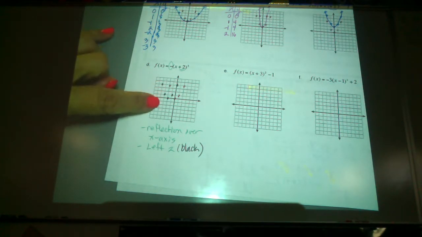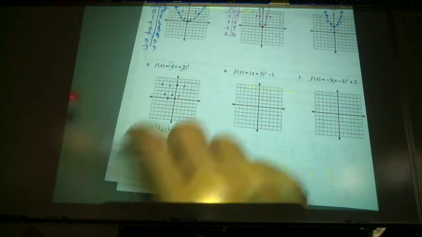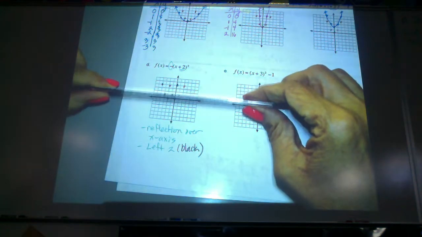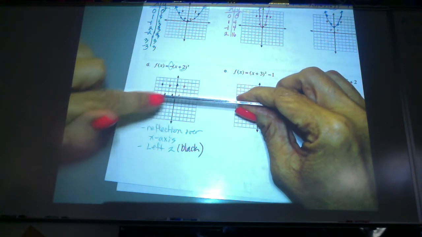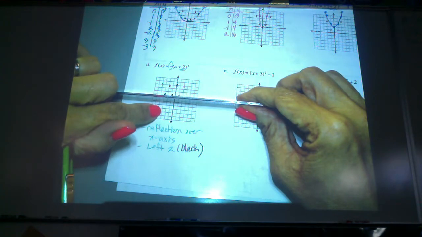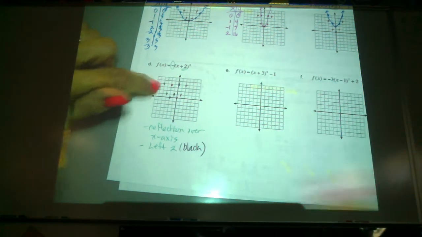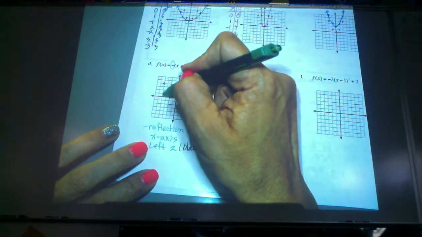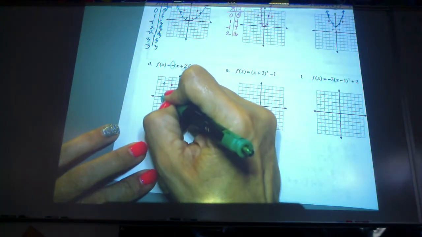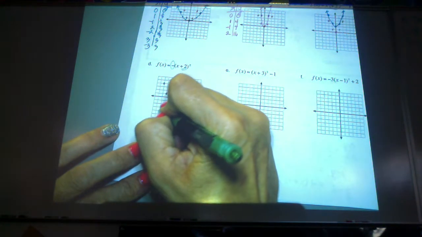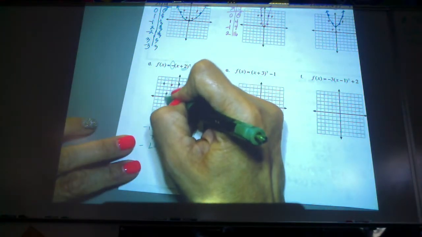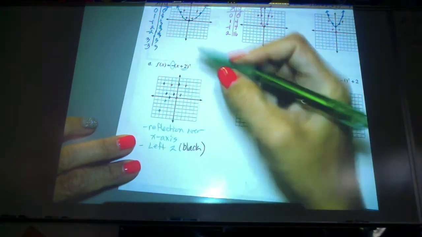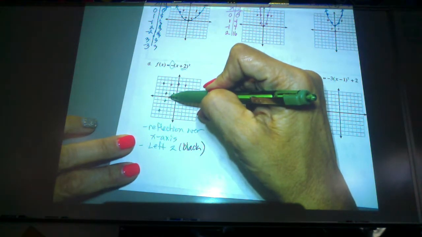Since I'm reflecting over this x-axis, I reflect the points the same distance that they are from the x-axis. I jump over it and plot it the same distance on the other side. So if this leftmost black point here is 4 units away from the x-axis, I'm going to go 4 the opposite direction and plot a point. So these are equal distances away from that x-axis. This point is 1 unit away, so I do 1 unit on the other side.